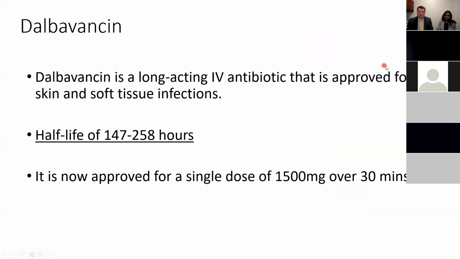And then I wanted to also touch on dalbavancin. Dalbavancin is something that we get a lot of questions about. It's a long-acting IV antibiotic approved for skin and soft tissue infections. The half-life is very long, so it stays in the system for a very long time. It's approved to try and prevent a patient from becoming inpatient.